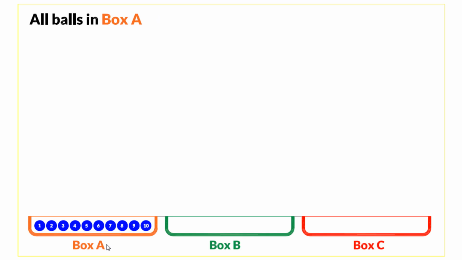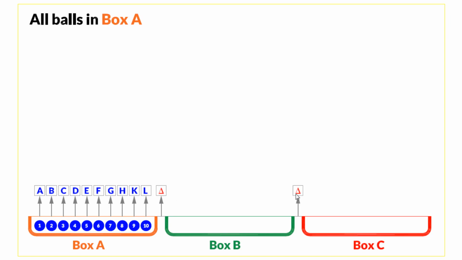So let us assume that all balls are in box A. So this is a situation. This is box A and all balls are in it. We map these balls as alphabetical sequence from A until L, and we have 2 barriers here. So this situation can be mapped into this sequence. So this sequence represents a situation in which all balls are in box A.